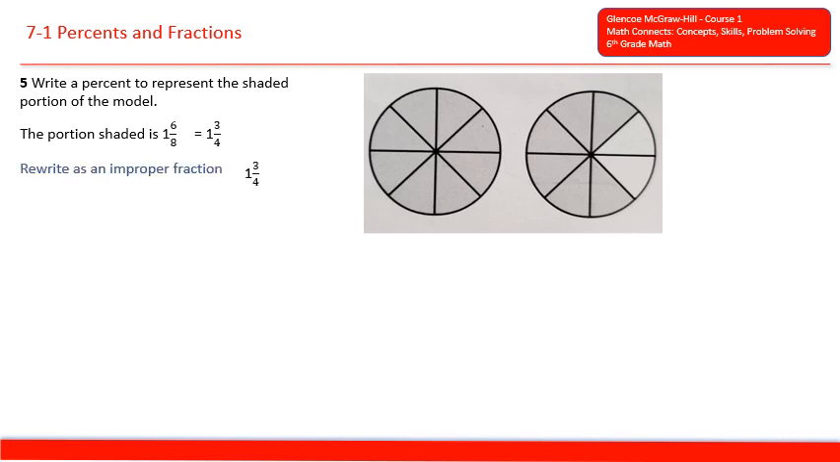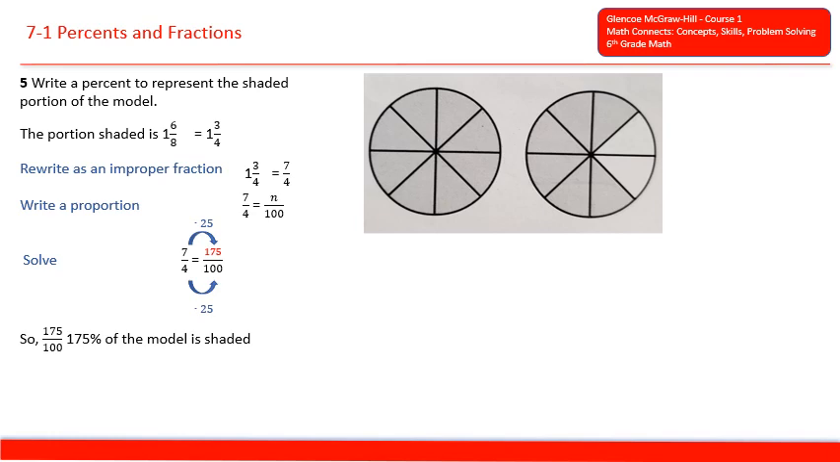Rewrite as an improper fraction. So 1 times 4 is 4, plus 3 is 7, so we get 7/4. Write as a proportion, 7/4 equals n over 100. And now we need to solve it, and we need to ask ourselves, what times 4 equals 100? 4 times 25 equals 100, so 7 times 25 equals 175. So 175 over 100 means that 175% of the model is shaded.